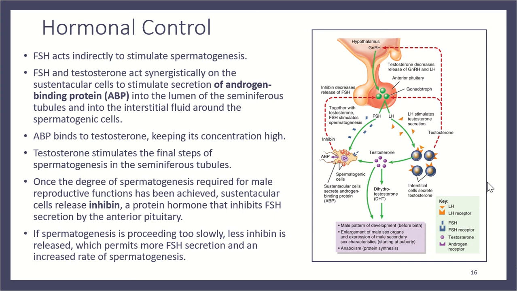The testosterone is going to stimulate the final steps of spermatogenesis that are going to take place in our seminiferous tubules. And then once the degree of spermatogenesis that's required for male reproductive function has been achieved, those sustentacular cells are going to release a hormone called inhibin, and this is going to inhibit the follicle-stimulating hormone secretions by the anterior pituitary. If spermatogenesis is proceeding at a rate that's a little too slow, then less inhibin is going to be released, which is going to allow for more follicle-stimulating hormone to be secreted, and in turn this is going to lead to an increase in the rate of spermatogenesis.